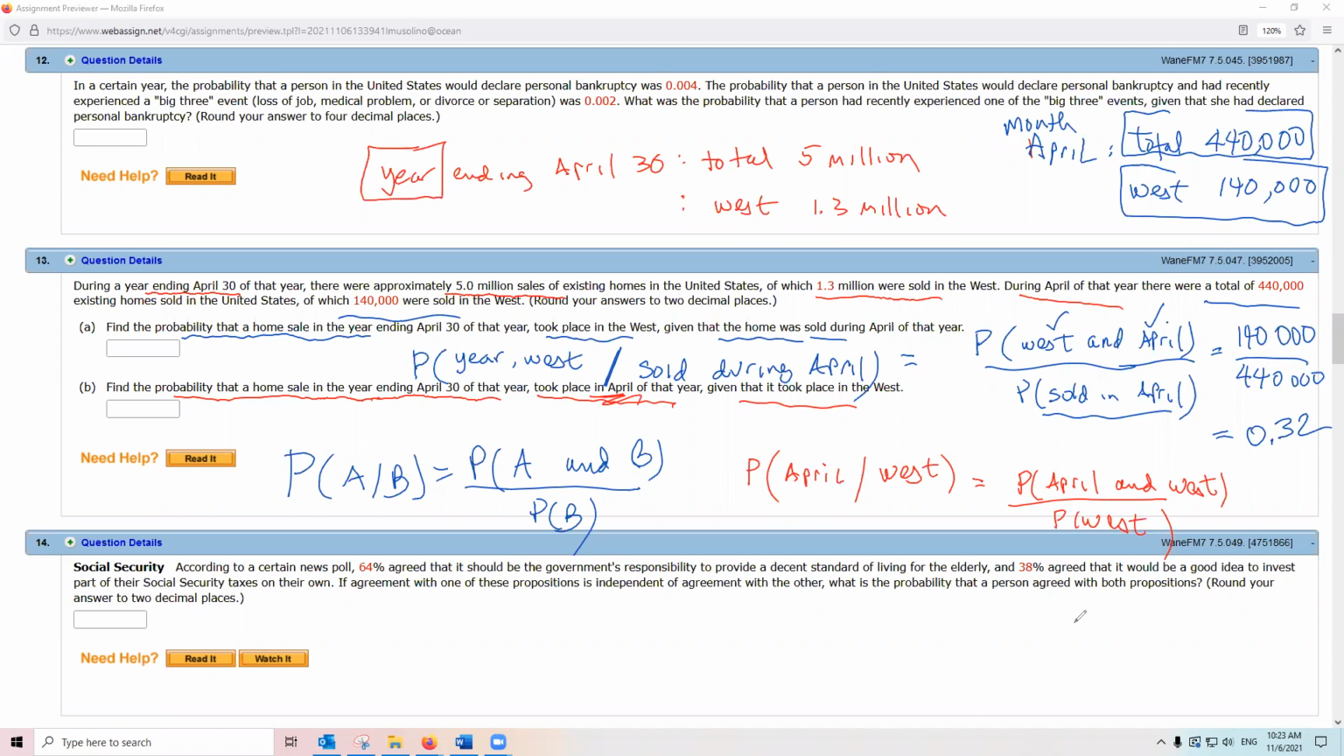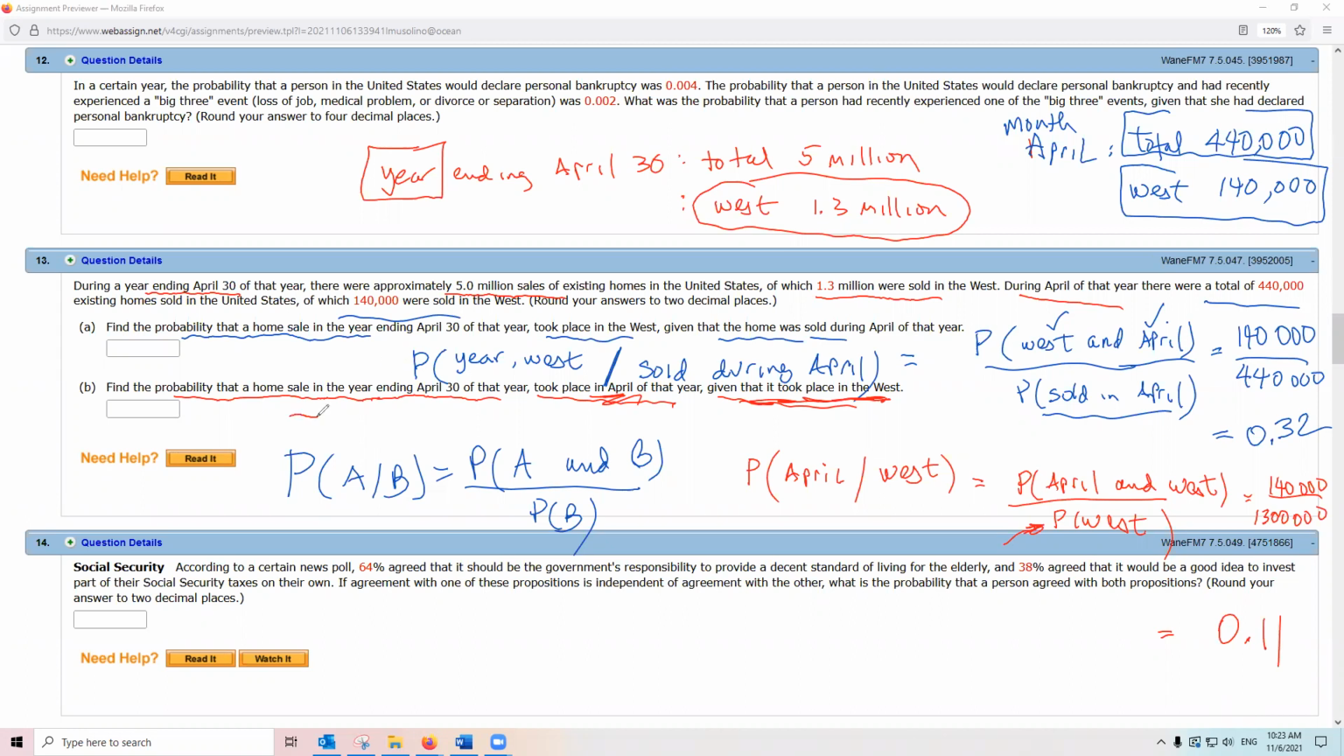All right, well, let me go up and grab my numbers. Well, this is going to be 140,000 again. But this denominator is the probability that the home was sold in the West. Now, notice this given doesn't say anything about the month of April. So really, that's going to be the total number of homes that were sold in the West, which is 1.3 million. If I work this out on my calculator, I'm getting the answer 0.11 rounded to 2 decimal places.